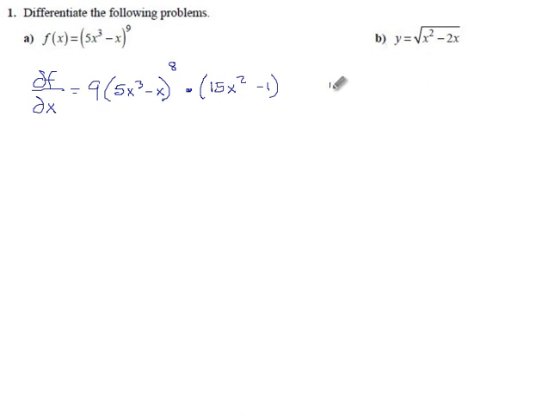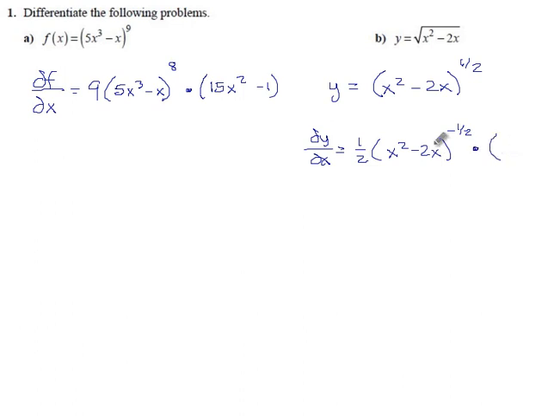If we have y equals x squared minus 2x to the half power, at first we see that as y equals something to the half. And so its derivative is 1/2 something to the minus 1/2. Now, what was that something? X squared minus 2x. That goes here. And we have to do its derivative. 2x minus 2, that should be.